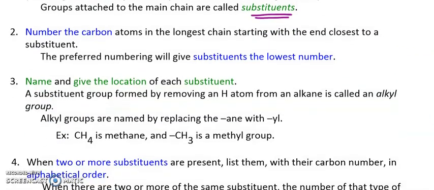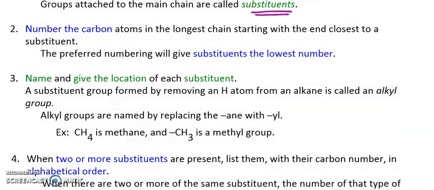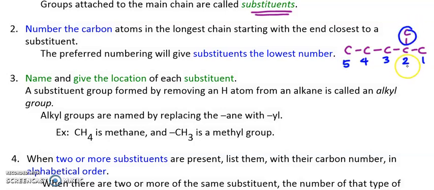So you number the carbons in your longest chain, starting with the end closest to a substituent. So whatever's closest to a branch is the end you'll start your numbering on. This will allow your numbering system to give your branches or substituents the lowest numbers possible. For example, if I had a 5-carbon chain and a branch here, I would start numbering on this side right here. This would be my 1, 2, 3, 4, 5th carbon, and my branch would be off the second one, versus if I had started on this side, that would give me a 4, which is not as low. So you're always going to go with the lowest one.